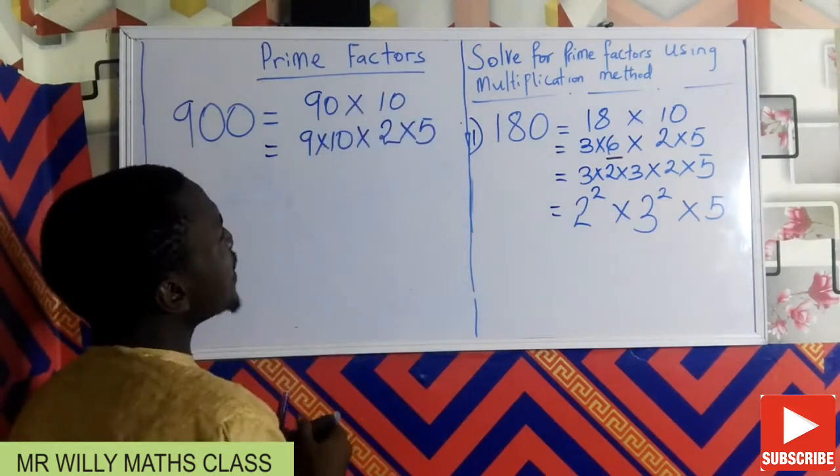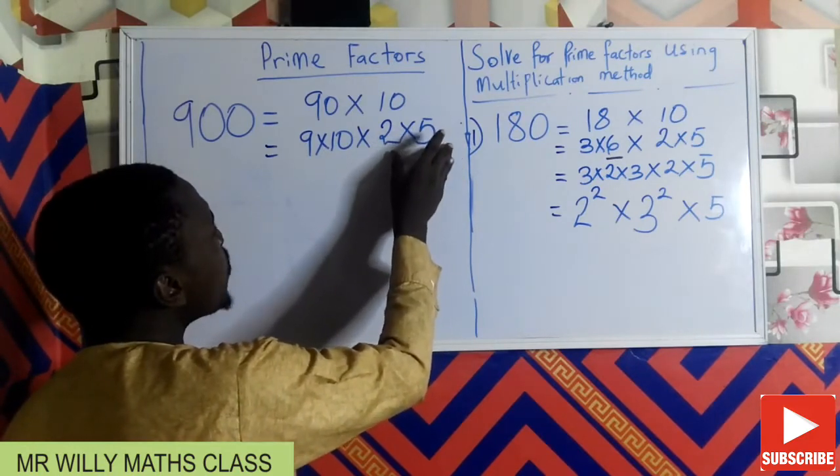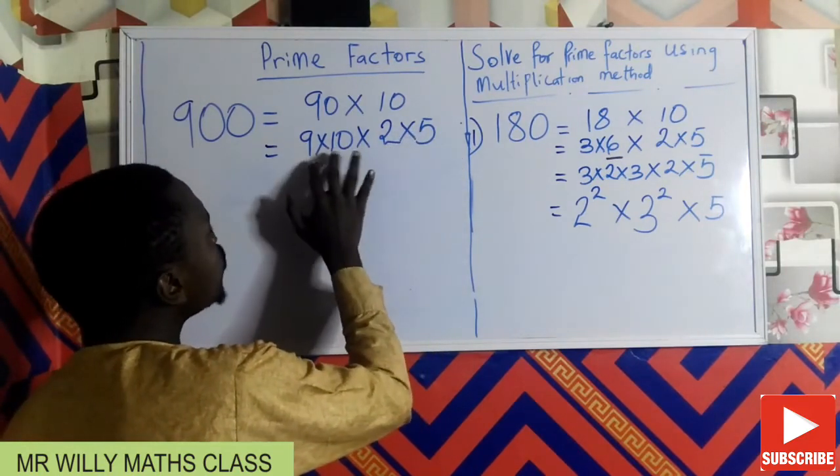Now, if you look at 10, 2 and 5 are both what? They are both prime numbers. But if you look at 9 and 10, they are not what? They are not prime numbers.